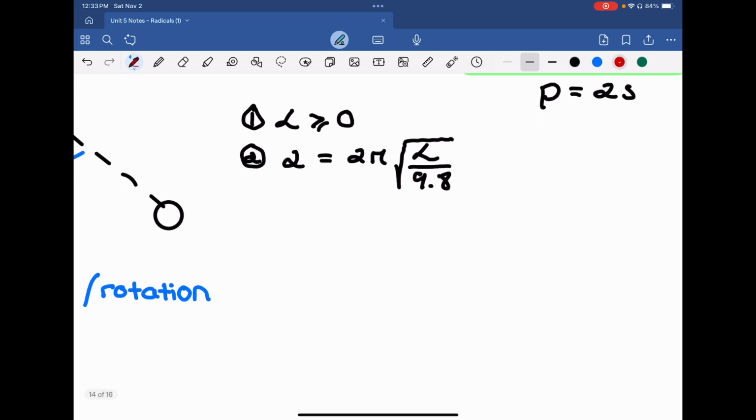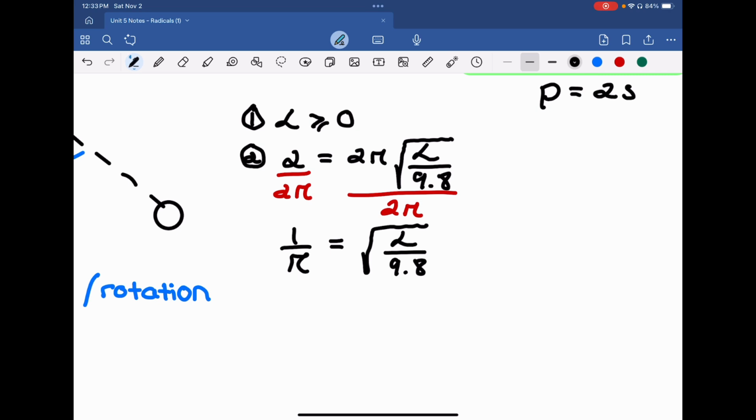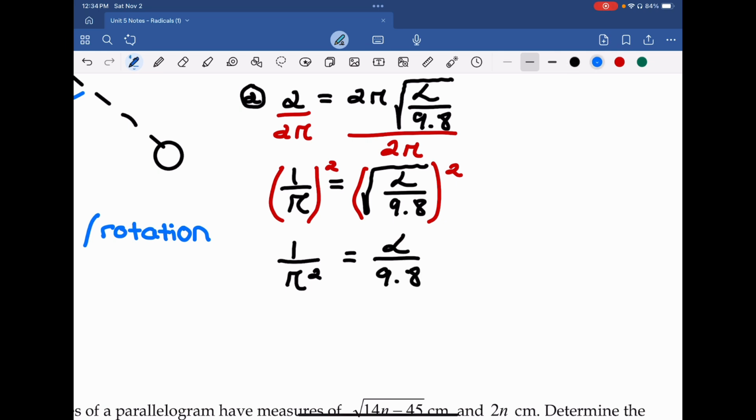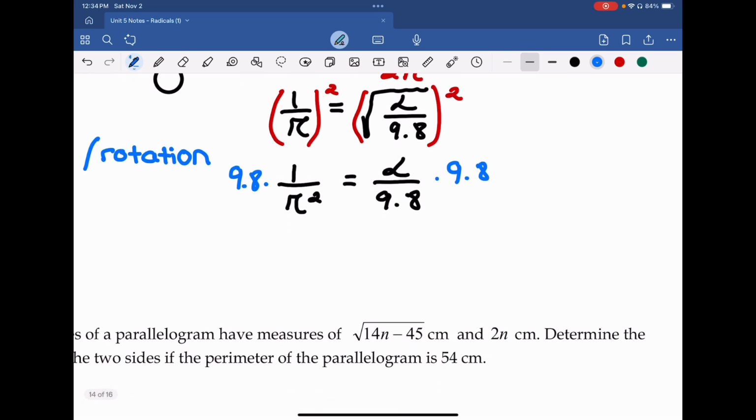In order to start isolating this, I'm going to divide both sides by 2 pi. There we go. 2 divided by 2 is just 1 over pi, which is equal to the square root of L over 9.8. Now I'm going to square both sides because I want to eliminate that radical. So there's my square, there's my square. This gives me 1 over pi squared is equal to L over 9.8. Now I'm just going to multiply both sides by 9.8 because that eliminates the 9.8 on the right-hand side and moves it over.